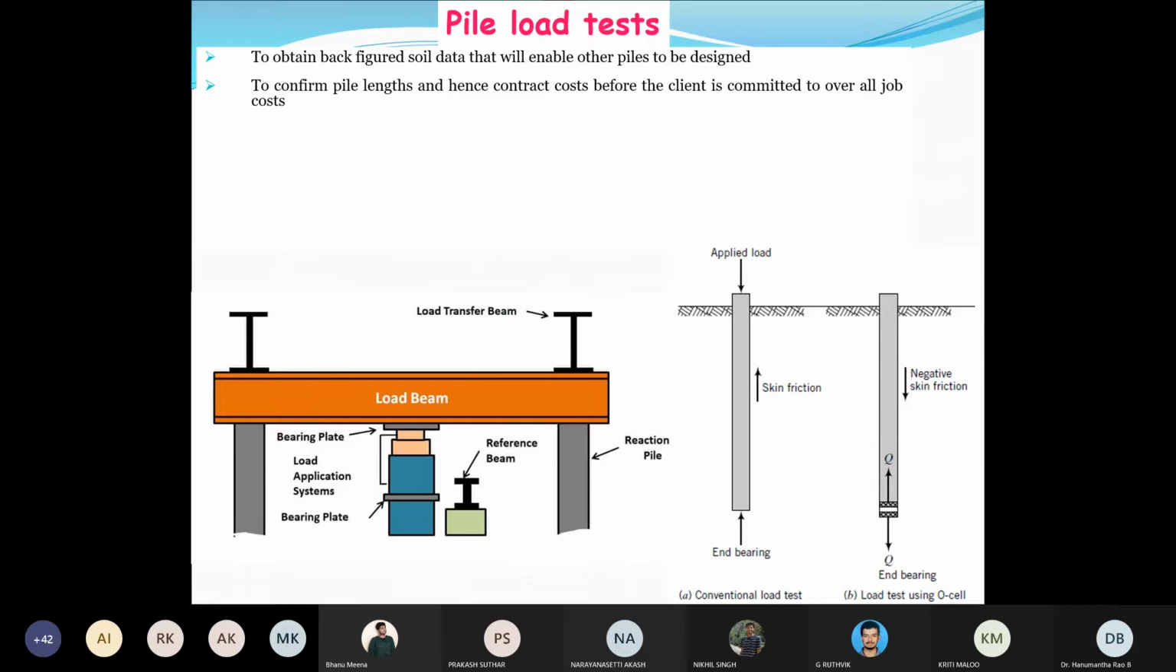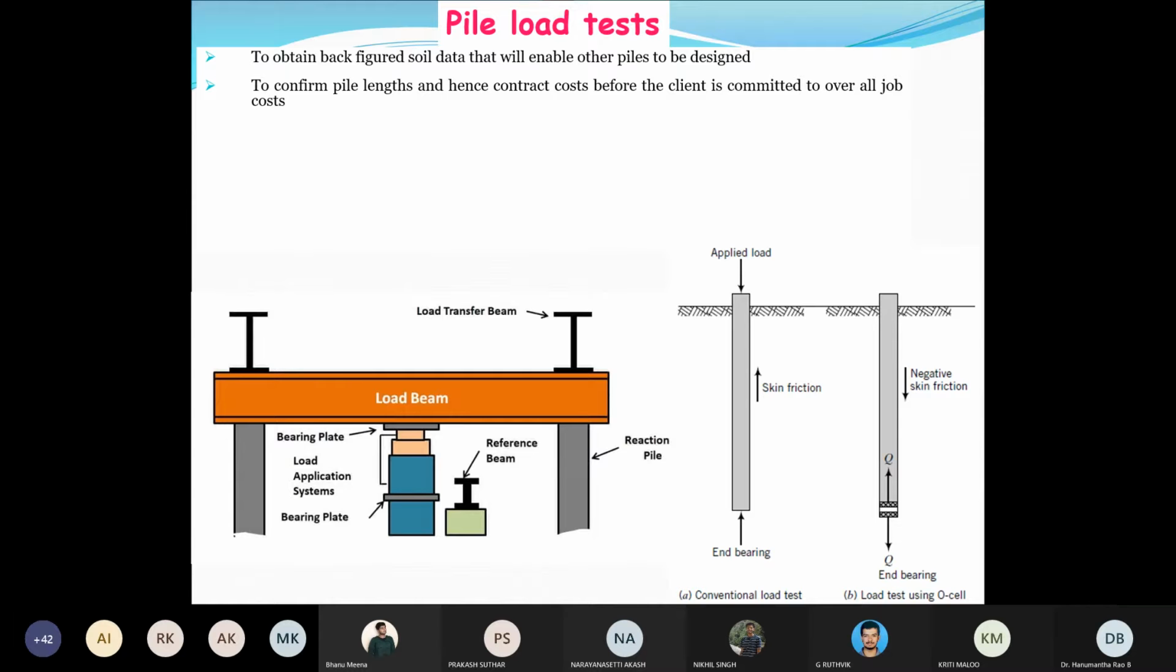Again, there is a variety of tests, like routine testing or only a single test. For the entire site, you may test a single pile, or if there are hundreds of piles to be constructed, then intermittently, for example after every 50 piles or 100 piles, one has to perform the pile load test.